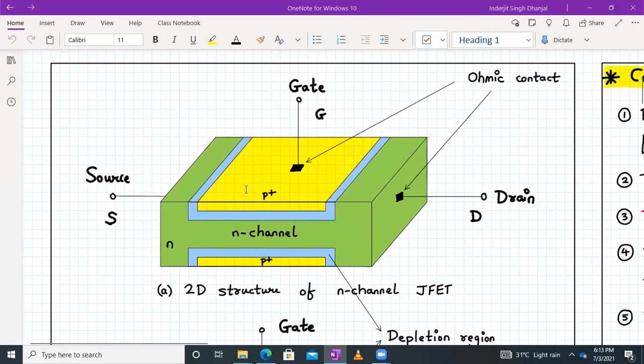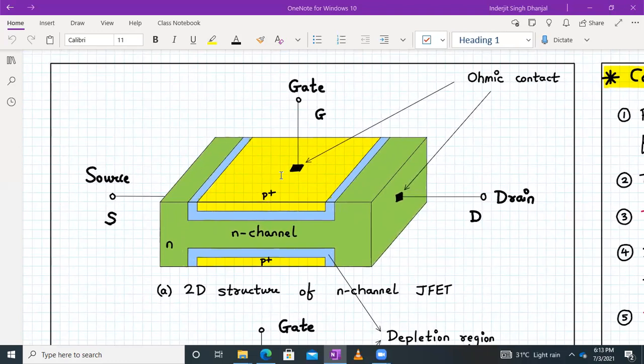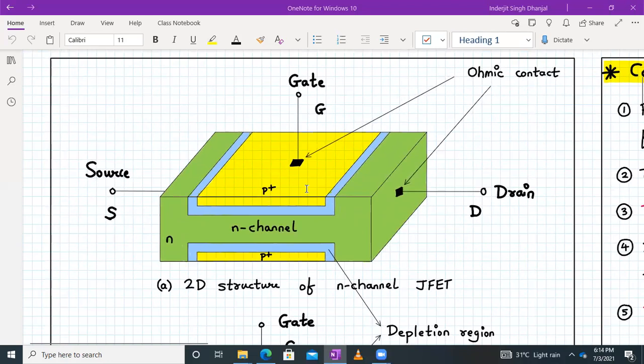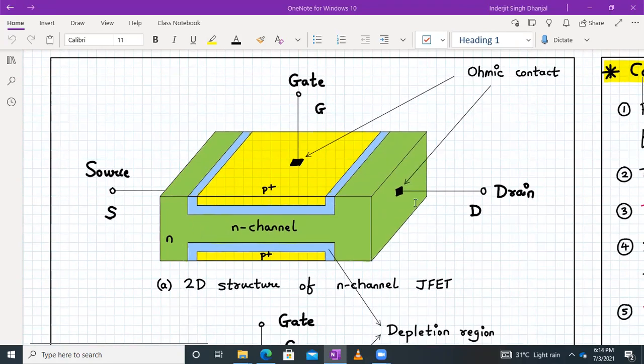So over here we can see it consists of P plus region, which is marked in yellow color. The two P plus regions are electrically connected and form a common gate terminal. And then we have the N channel between the two P plus regions. That is the N region over here which forms the channel. So here is my N channel, and in this N channel, the majority carrier electrons flow between the source and the drain terminal.